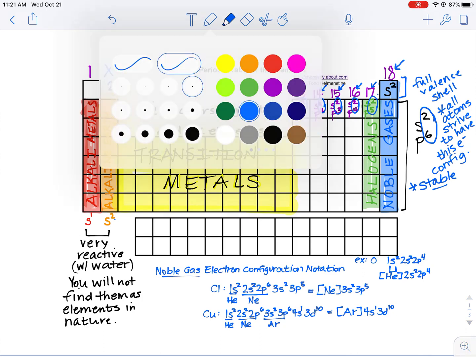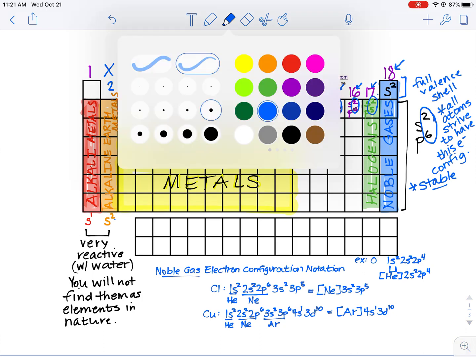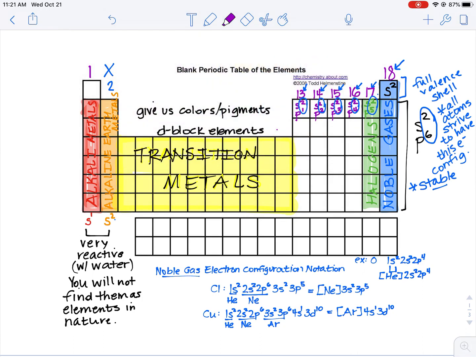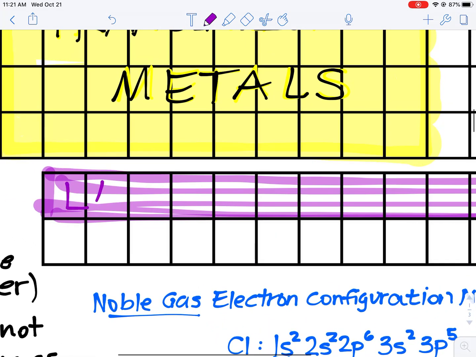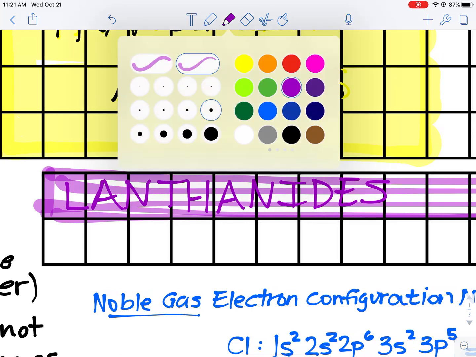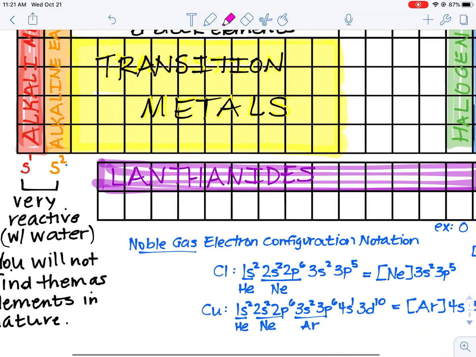In terms of divisions, we've got 2 more to go. The next special name is going to be given to the 4f group here. These are our lanthanides. And beneath the lanthanides are the actinides.